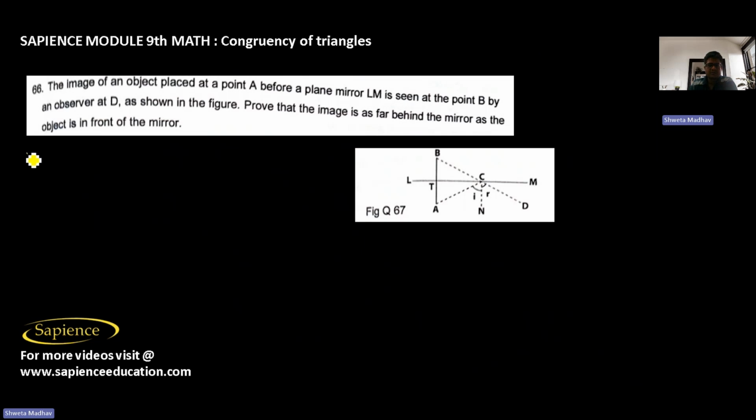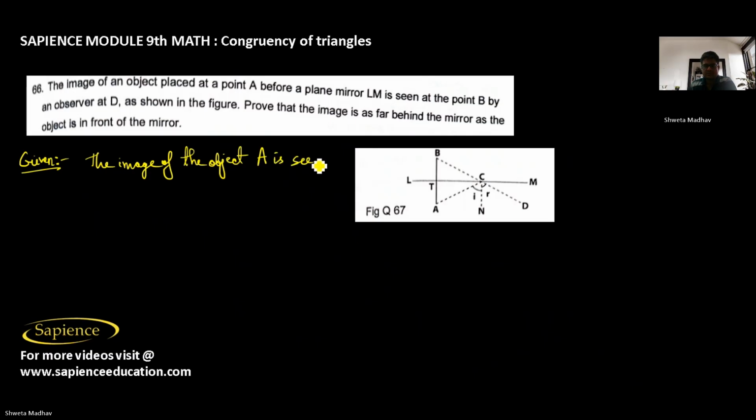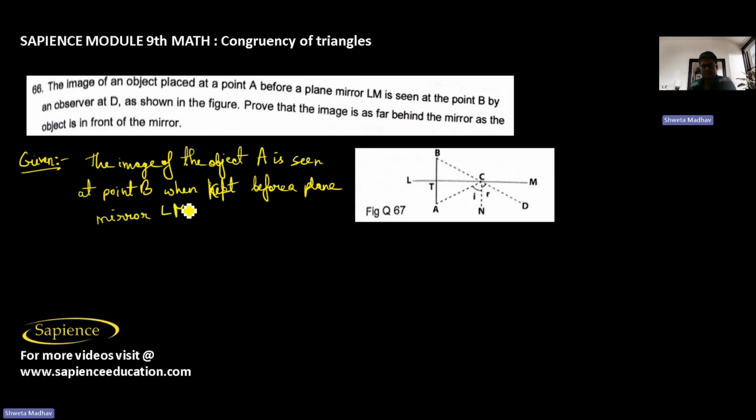So simply it means that here first we will write what is given. Given is that the image of the object A is seen at the point B when it is kept before a plane mirror LM by an observer at T.